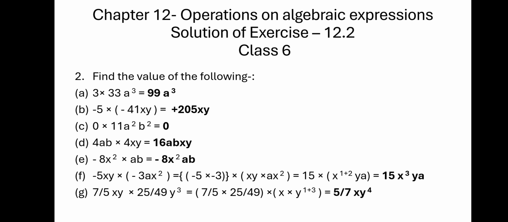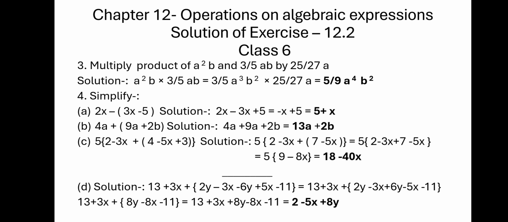7 upon 5xy and 25 upon 49y cube. Now here y and y cube, that is y raised to 4, and x will be as it is. 7 upon 5 multiplied by 25 upon 49, 7 sevens are 49, that will be in the denominator, and in the numerator it will be 5, because 25 upon 5 is 5. So 5 upon 7 x y raised to 4 is the answer.